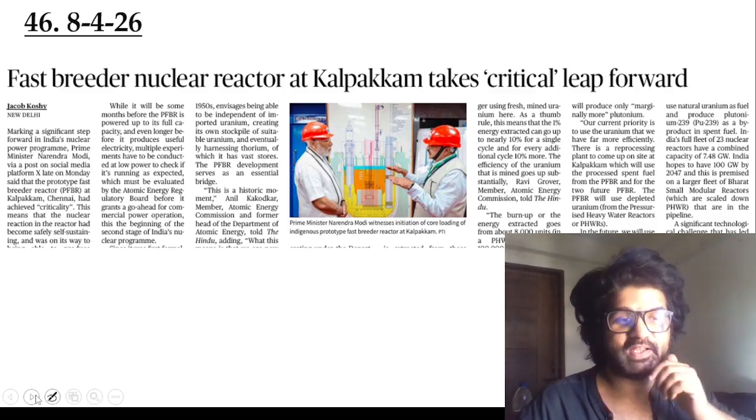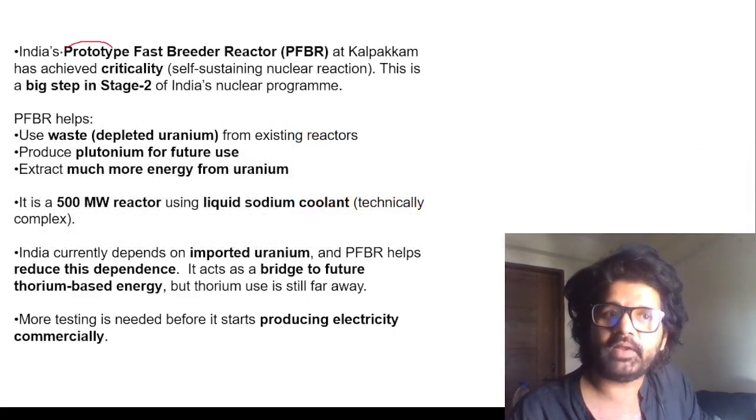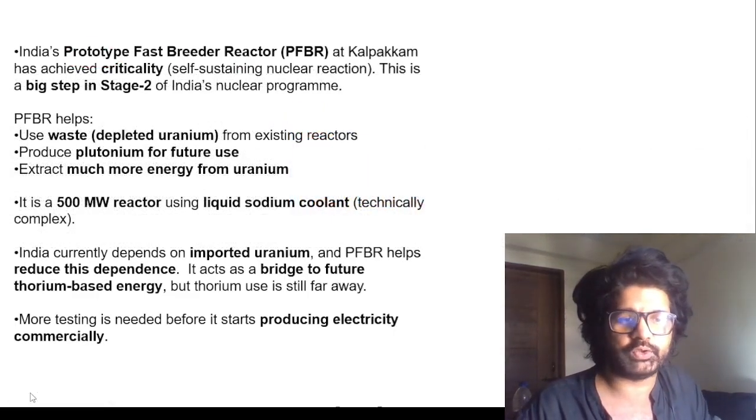So what I was saying, I forgot. So yeah, India's prototype fast breeder reactor. Currently we are testing the stage 2. I have just told you stage 1, 2, 3.